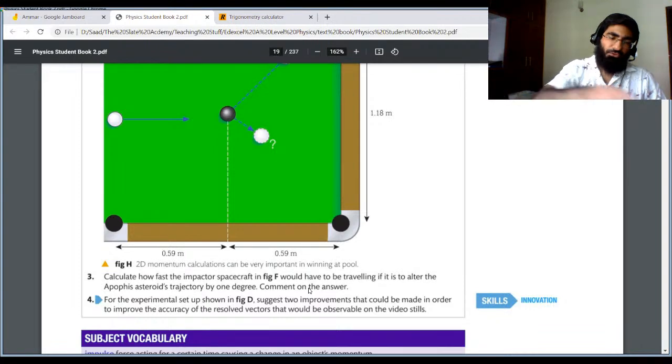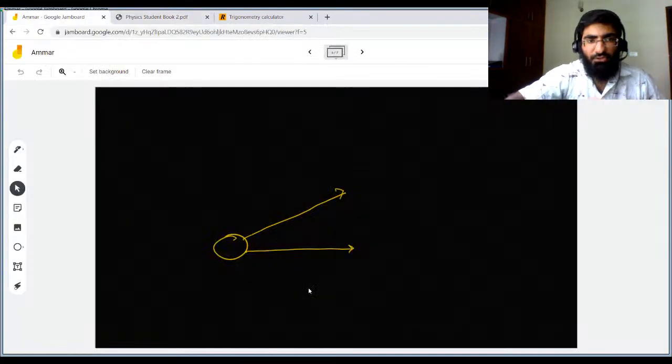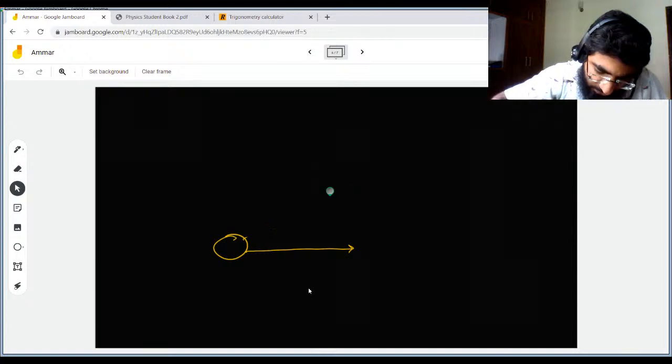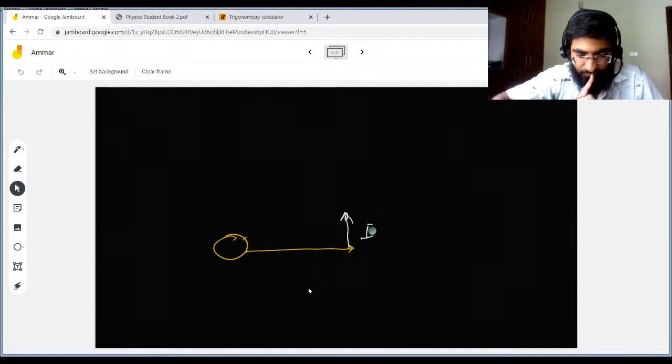Okay, so this is the path of, let's see. This is the way the asteroid is proceeding, and this is the path of the impactor. We just have to increase this thing, right? Impactor speed. That's all I have to do.